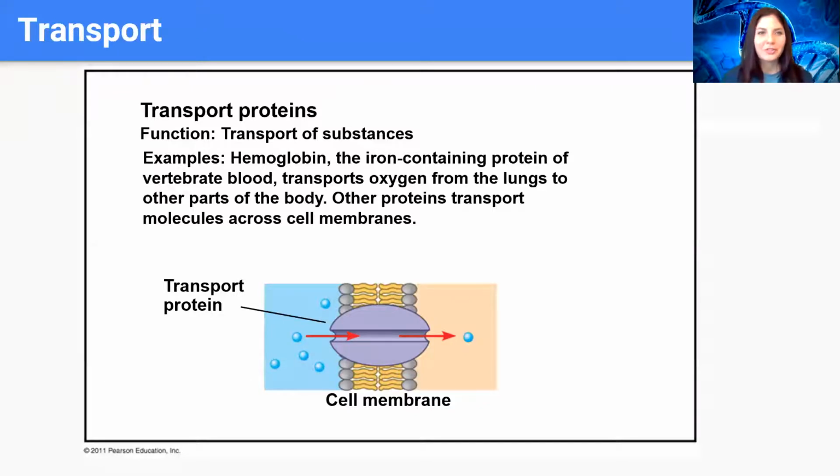So another function that proteins have are transport. So they can transport substances into and out of the cell. Sometimes they form channels, such as aquaporins, that can allow water through a cell membrane. They also can transport different substances in our blood. So for example, hemoglobin is an iron-containing protein in vertebrate blood. I'm a vertebrate. Anything that has a backbone is a vertebrate. And it transports oxygen from the lungs to other parts of the body that are going to need it. Especially some of our muscles that are working really, really hard. We need more oxygen in those muscles in order to have better energy levels and better function.